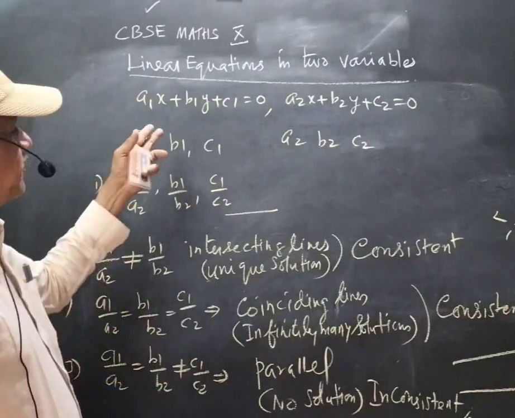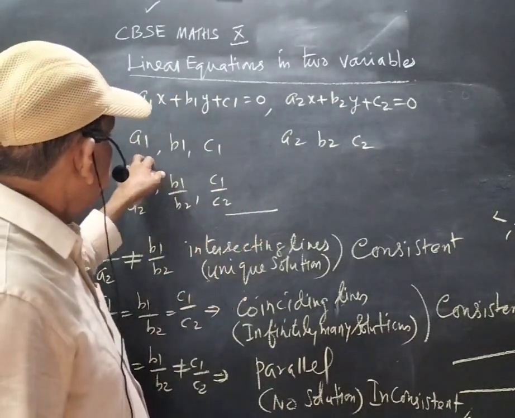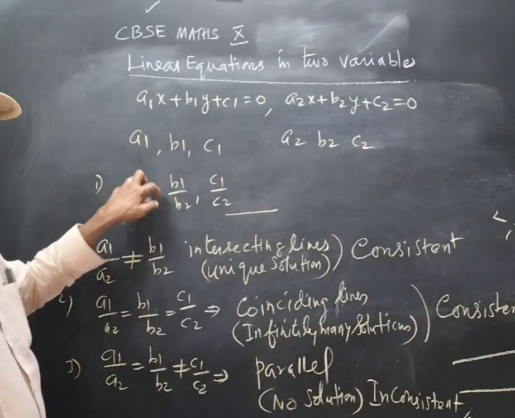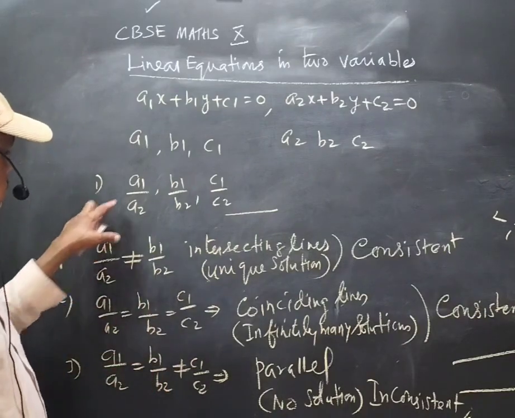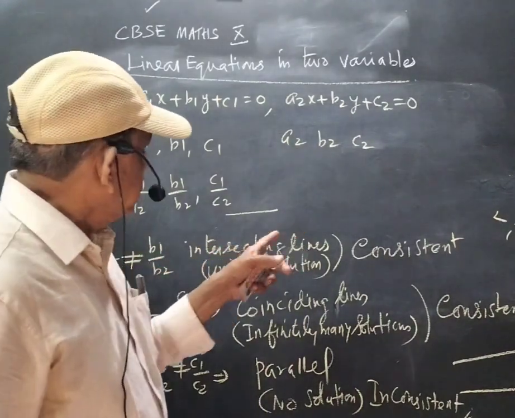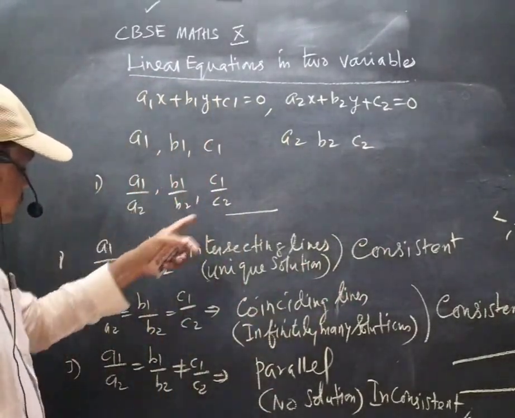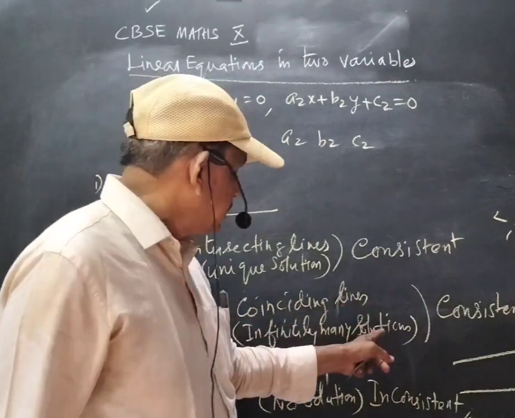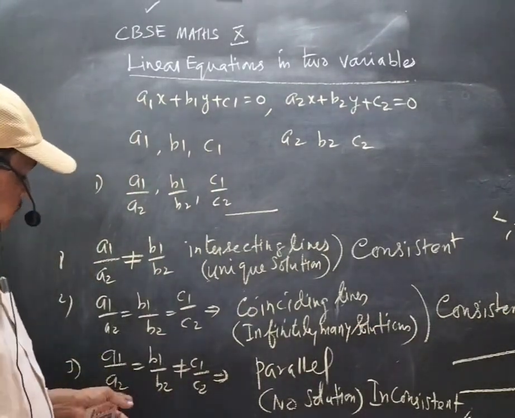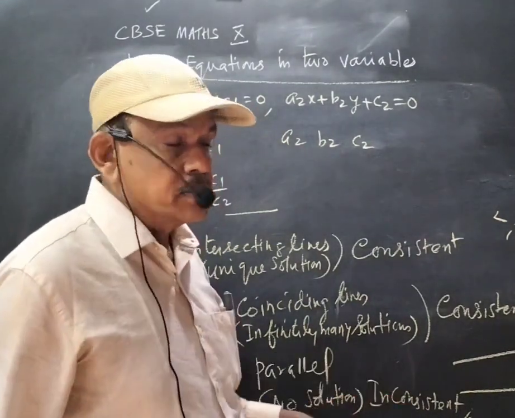As a concluding part, we have been given two linear equations in two variables x and y. We have selected the coefficients a1, b1, c1, a2, b2, c2. We have calculated a1 by a2, b1 by b2, c1 by c2. Now, using these three ratios, first, if a1 by a2 is not equal to b1 by b2, then the lines are intersecting lines, there is a unique solution, the system is consistent. If all the three ratios are equal, then the lines are coinciding lines, they have infinitely many solutions, and the diagram is this one. And the third type, if a1 by a2 equal to b1 by b2 but not equal to c1 by c2, the lines are parallel, therefore no solution.